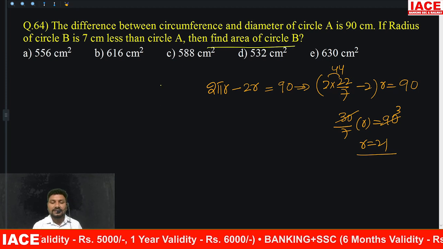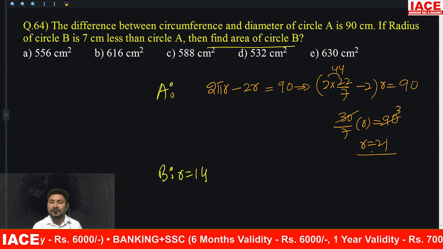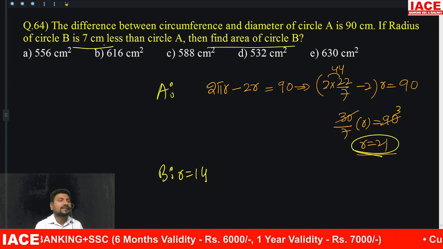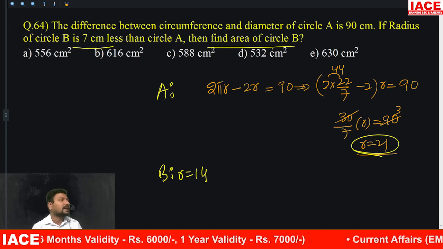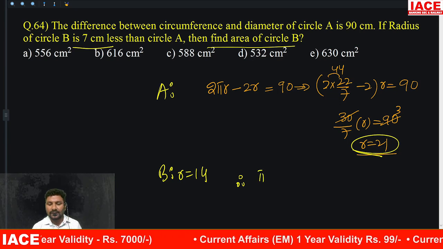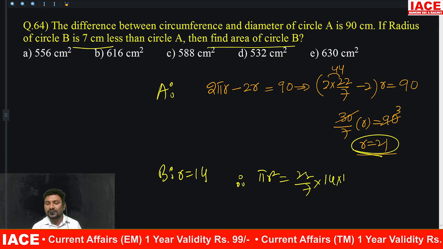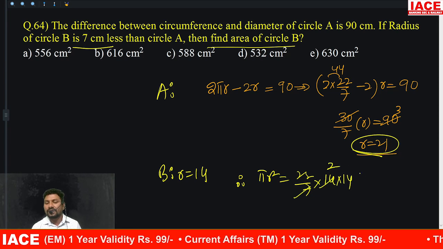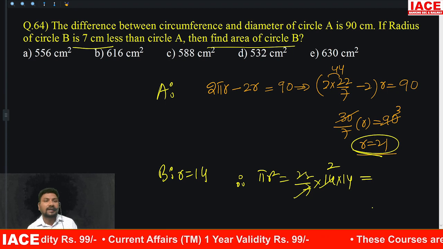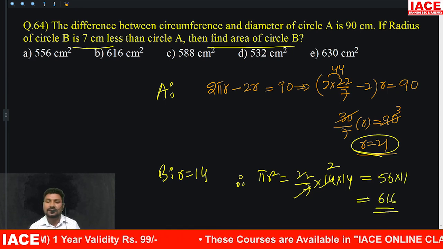Okay, and this is about circle A. Coming to circle B, the radius becomes 14, because compared to this radius, how much less? 7 centimeters less. They are asking again for the area of the circle. The area of a circle formula is pi r square. You can write 22 by 7 into r square, which means 14 into 14. 7 to 14 is how many times? 2 times. 14 2s are 28, 28 2s are 56, 56 into 11, then the answer is 616. Option B.